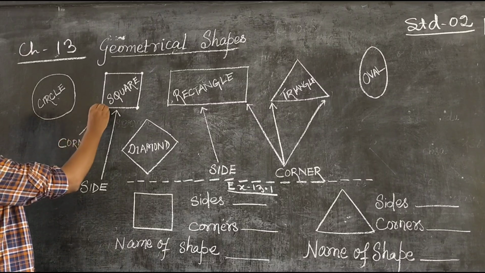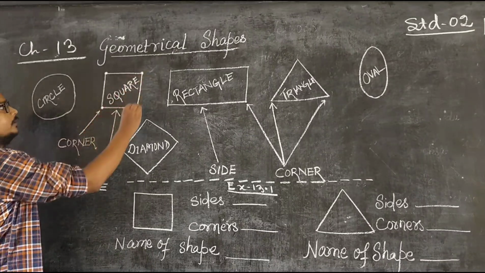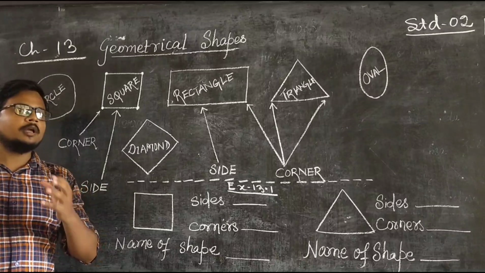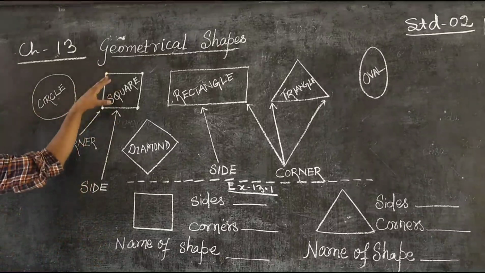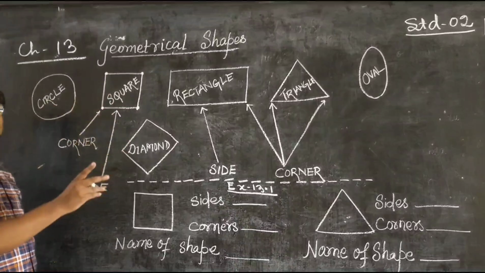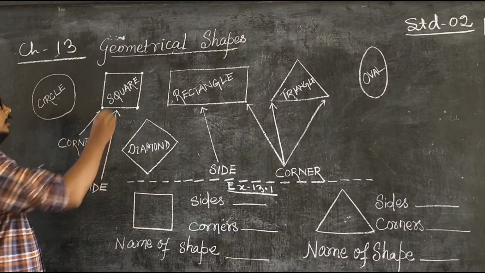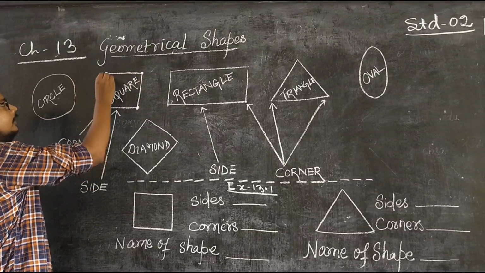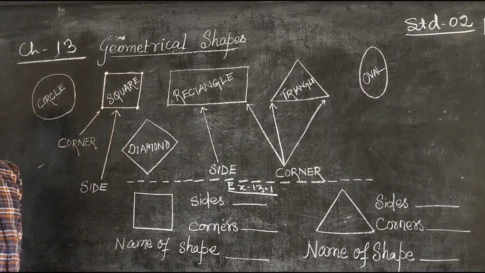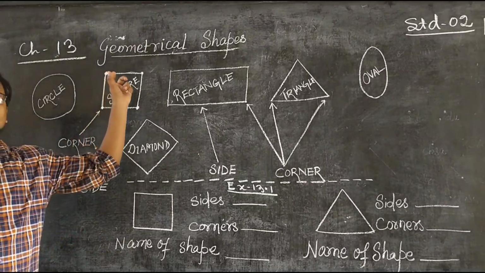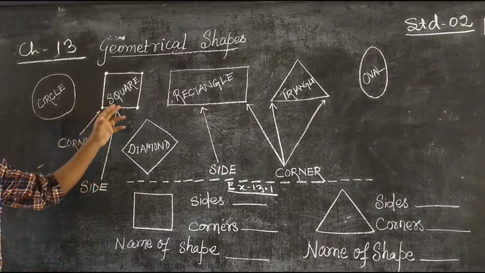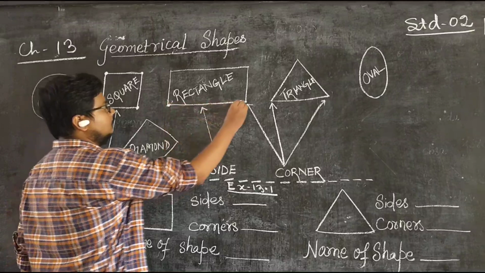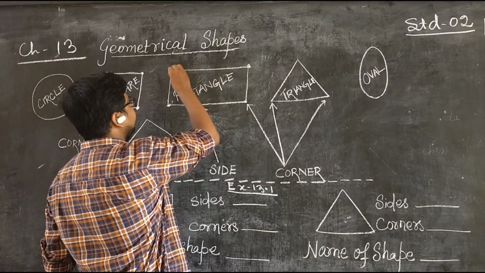As you can see here, these points, there are 4 points. These points are known as corners. What is the meaning of corners, or how can we understand that this point is a corner? When any two lines meet at a point, as you can see here, this line and this line are meeting at this point. So this becomes a corner. In the same way, a rectangle also has 4 corners as well as 4 sides.